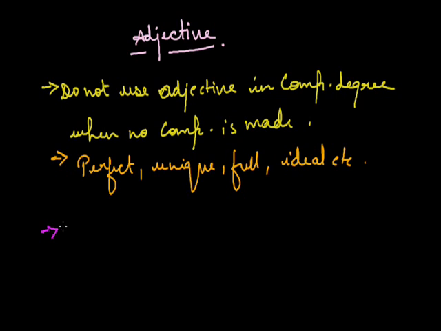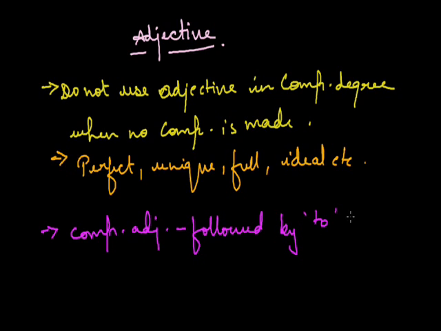Next is the comparative adjective. We'll talk about comparative adjective, and a few comparative adjectives are like superior, inferior, senior, junior, prior, posterior, preferable, which are always followed by to instead of than. For example, he is senior to me, and it should not be he is senior than me. Next is that avoid double comparative.